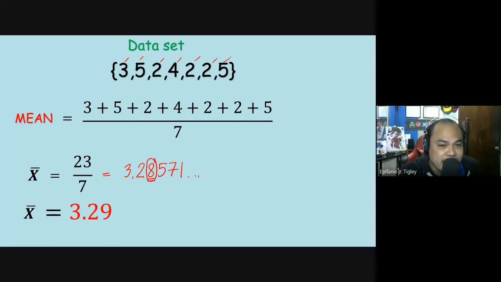Unsa may sunod ni 8? 5. 5 is greater than or equal to 5. Mao nang plus 1. Plus 1, mao nang nahimong 9. So, we had this one when you were first year, na atay rounding off. I hope naka-remember pa mo ato. And this is the mean for our data set. Okay? Any questions about the mean?